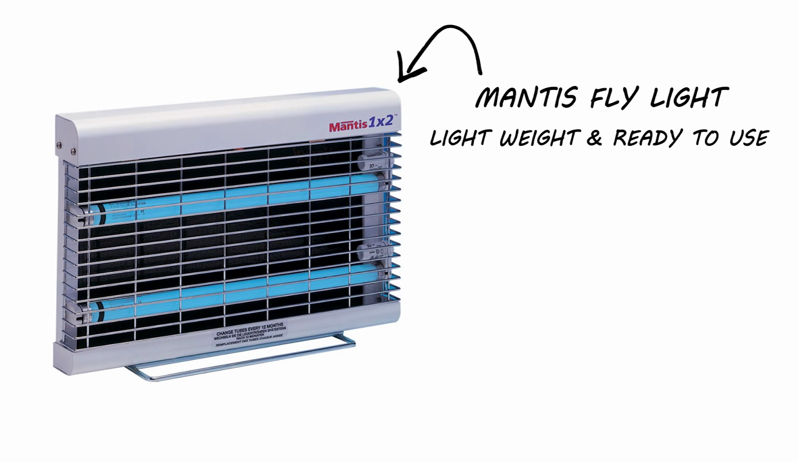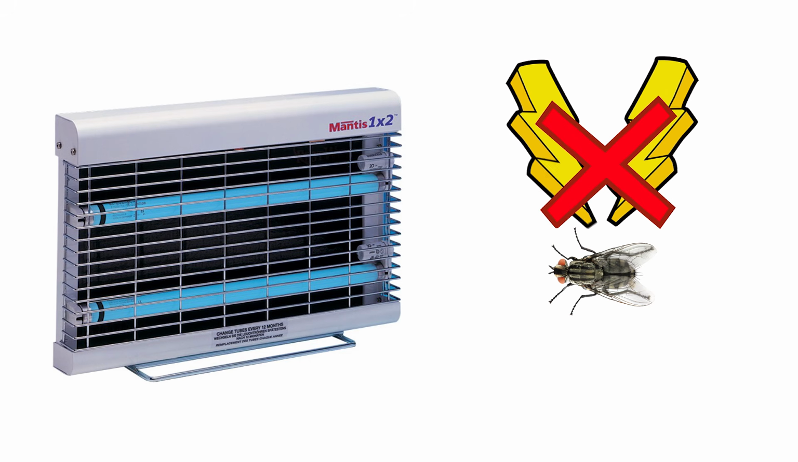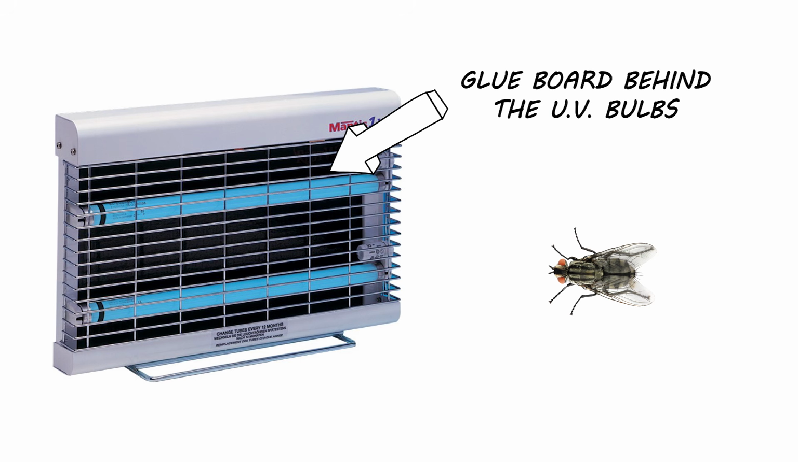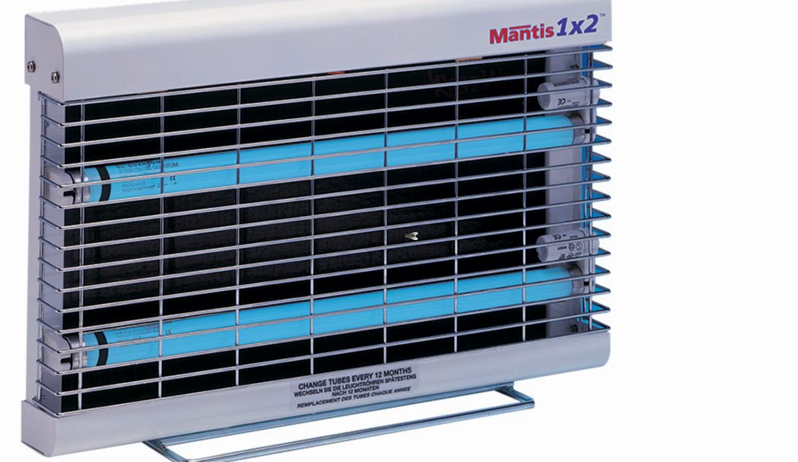If you have flies in a commercial property, you can also use the Mantis fly light trap. This is a lightweight, ready-to-use fly light that uses 2 bright UV lights to attract flies. This fly light does not zap the flies, but instead lures them to a glue board positioned behind the bulbs where they'll get stuck, unable to fly away.